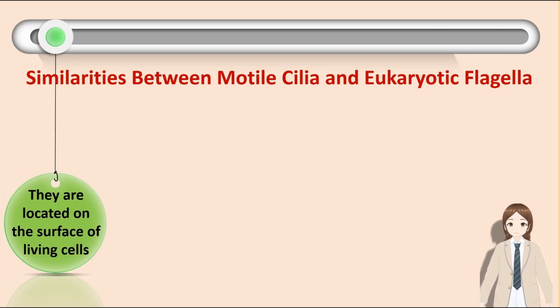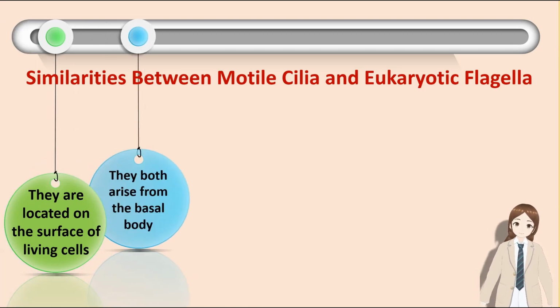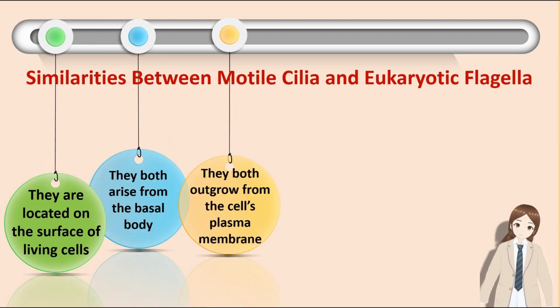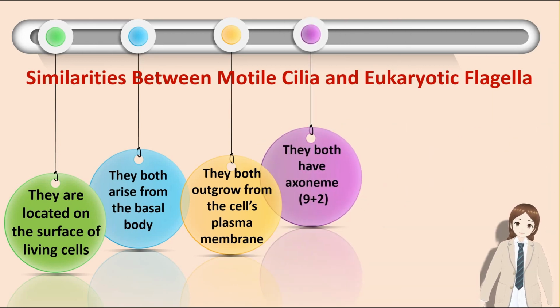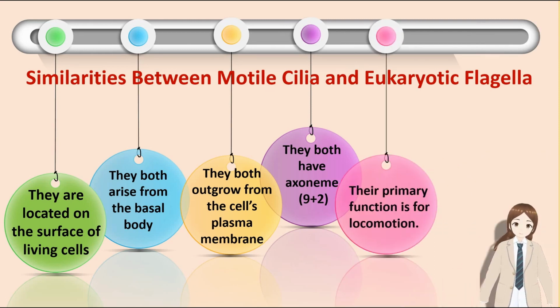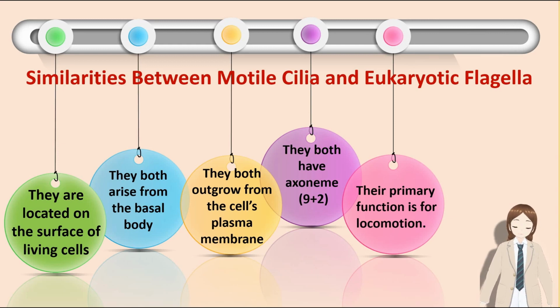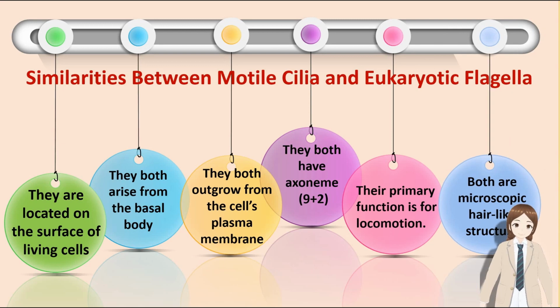They are located on the surface of living cells. Both arise from the basal body. They both outgrow from the cell's plasma membrane. They both have an axoneme with a 9+2 array. Their primary function is locomotion. And both are microscopic hair-like structures.